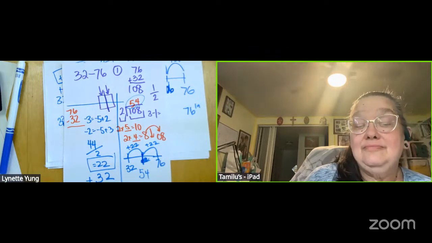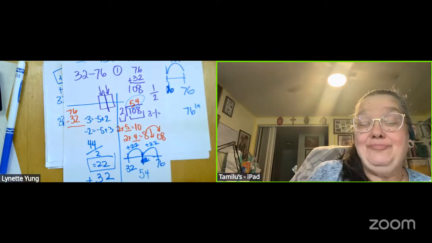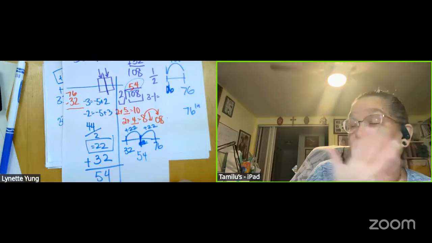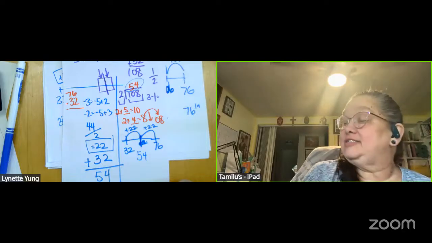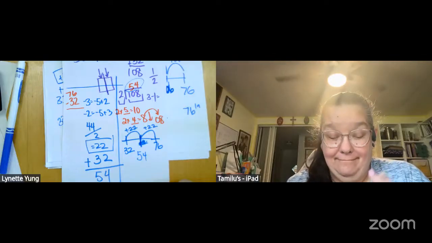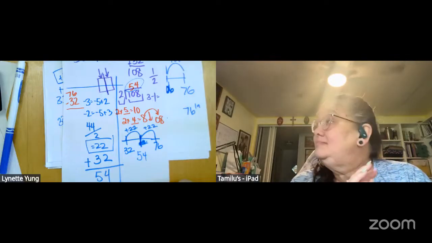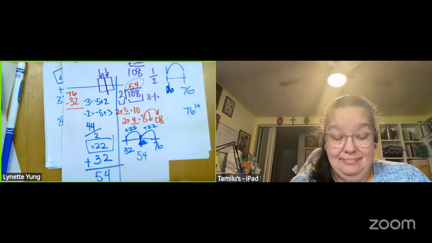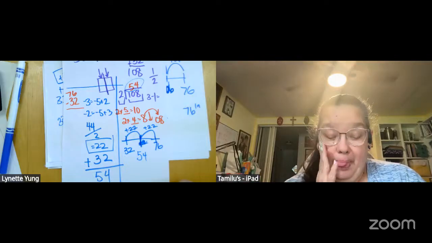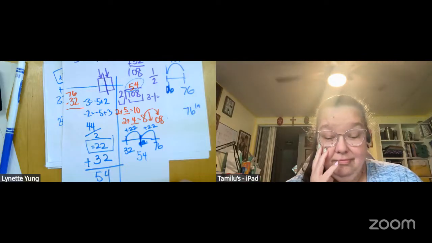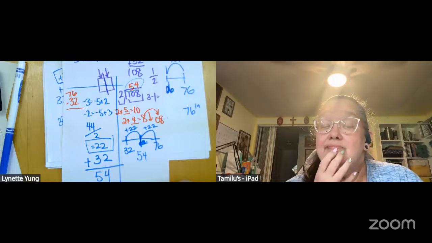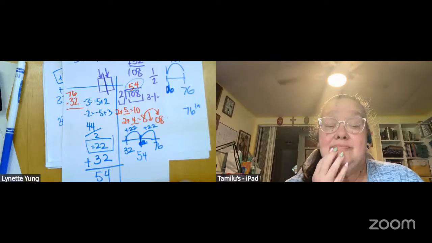I'm with Lynette on the way she did it over here on the left side. That's how we were taught: you've got to find that distance. That was the first part, the distance, and now you're finding the middle after that. So 76 minus 32 is finding the distance between the two numbers. You have to subtract to find the difference.